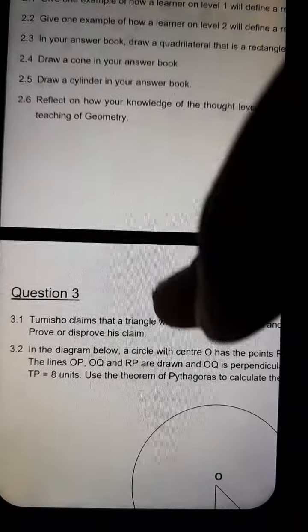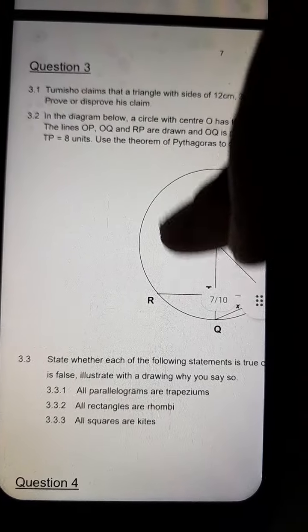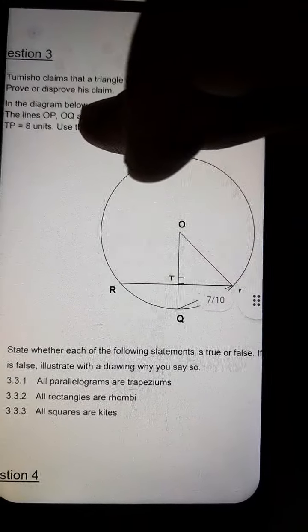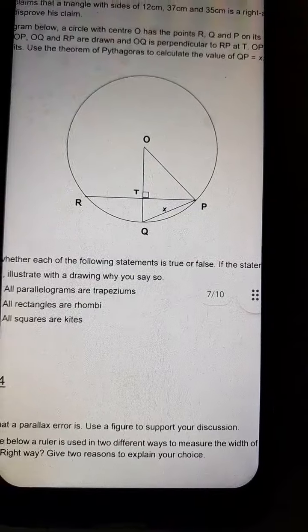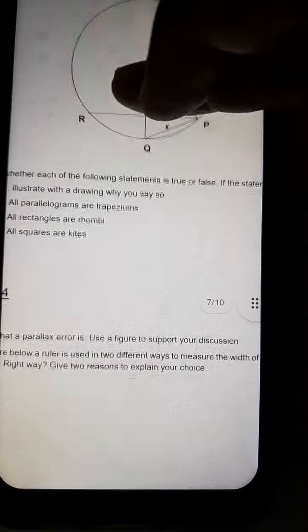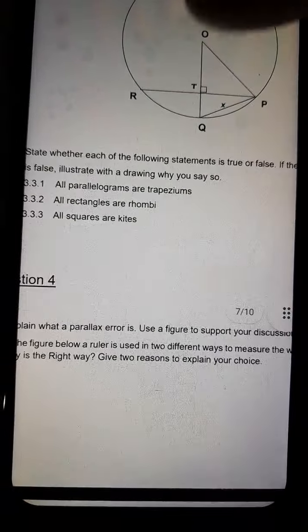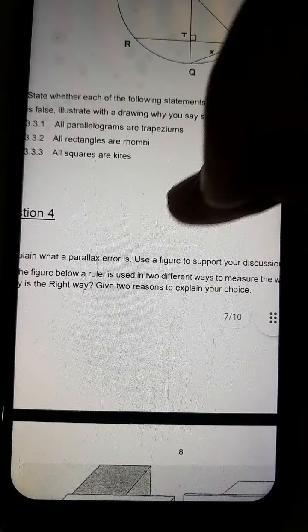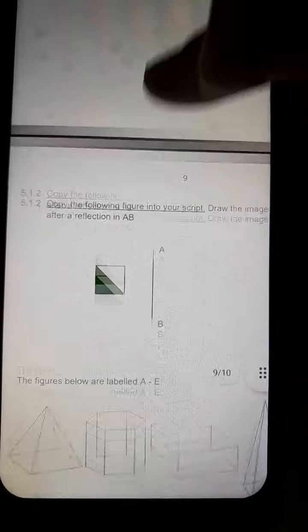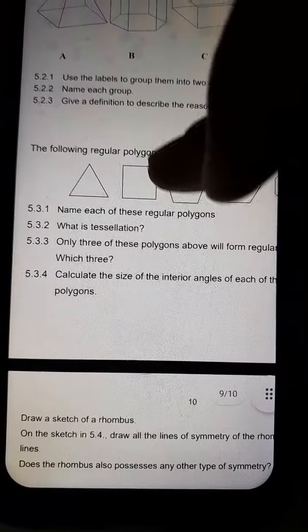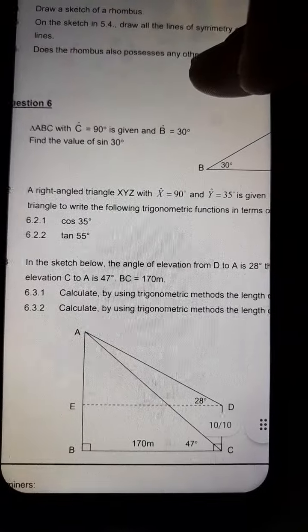Question 1 specifically is multiple choice. Question 2 is theory; here they wanted the Van Hiele theory, the levels of Van Hiele. Then this is a geometrical problem. As you can see, there's a circle there. This reminds me of theorem 1: a line from the center perpendicular to a chord. Then question 4 is measurement. Question 5 is transformation geometry. Then question 6 is the one that we are going to work with.